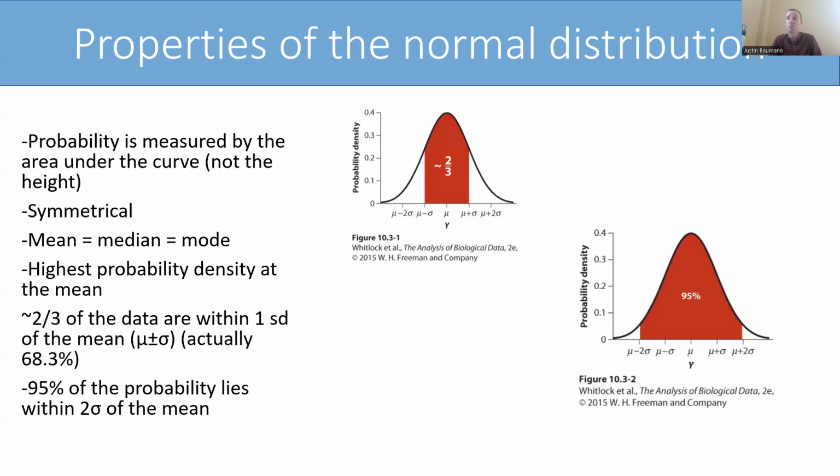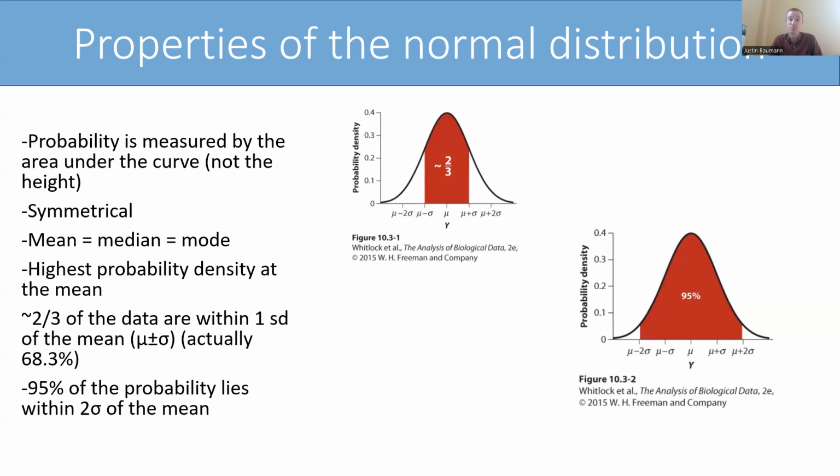And approximately 2/3 of the data are within one standard deviation of the mean. This is actually not exactly 66%. It's actually 68.3%, but whatever, close enough. So roughly 2/3 of the data are between mu minus sigma and mu plus sigma, or the mean minus the standard deviation and the mean plus the standard deviation.